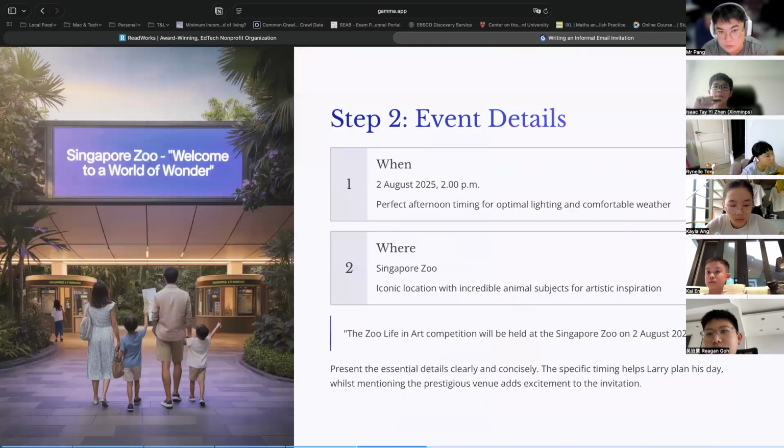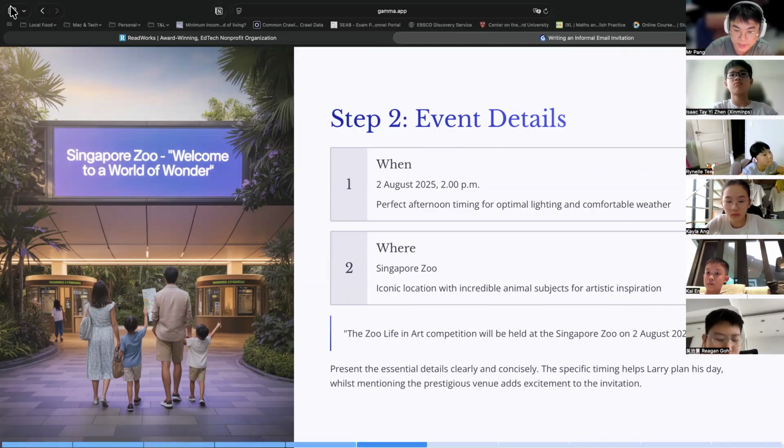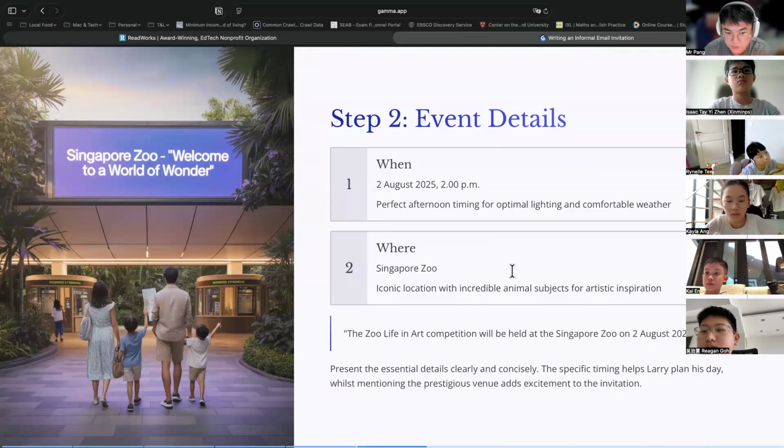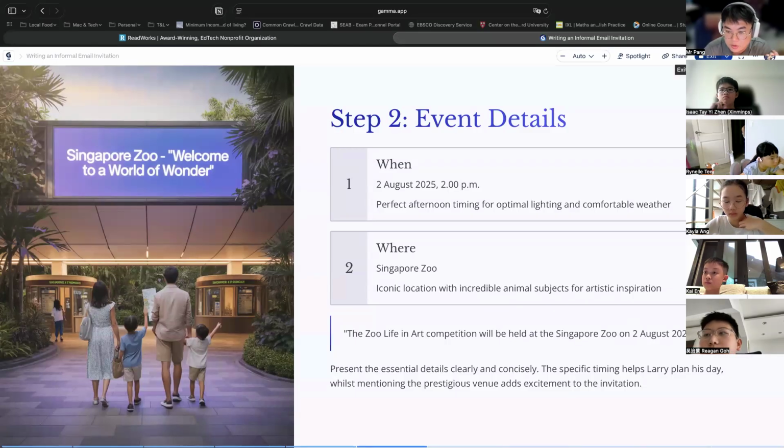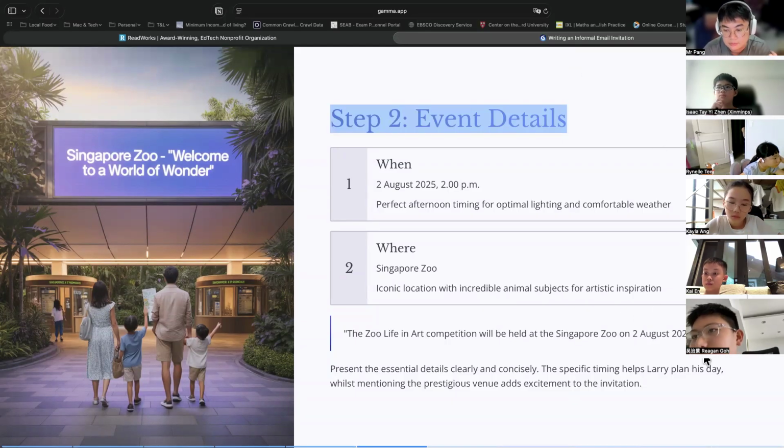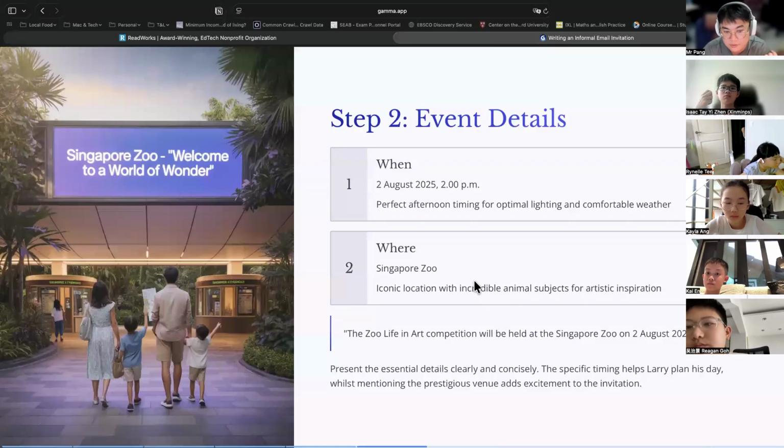Okay, so paragraph 2, like I said, when you talk about event details of when, don't just put the date, also put the time. Because you are writing to someone to give them the information to attend an event, right? You must give both date and time. Otherwise, they won't know what time to appear. Okay, then location, right? Singapore Zoo, right? Very straightforward. It's in the picture. We just extracted it. Okay, so the zoo life in art competition, which I want my cousin to join in with me, will be held at the Singapore Zoo on 2nd August, right, at 2 p.m. Okay, so that's basically the first part of my second paragraph, and then I move on.